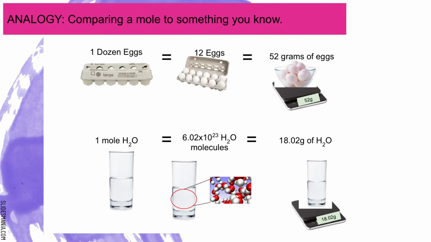To compare this to something you know, 1 dozen eggs equals 12 eggs, which weigh approximately 52 grams. 1 mole of water is 6.02 times 10 to the 23rd water molecules. Remember, an atom is just an individual element. We refer to them as molecules when it's a chemical compound. So 1 mole of water is 18.02 grams of water.